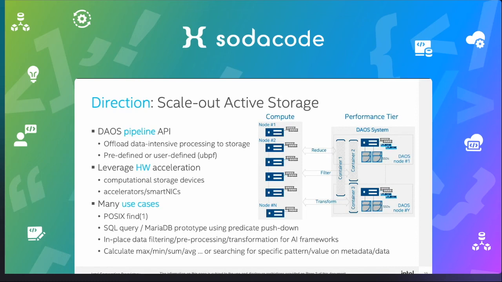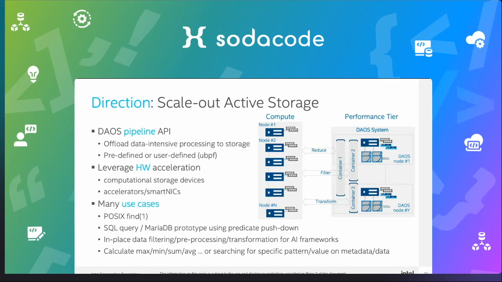As represented in the diagram, the intent is to be able to support reduce operations, filtering, but also transformation on a per dataset basis. The intent is to be able to leverage hardware accelerators whenever available on the storage node. This includes any accelerator, GPU, FPGA that might be available on those nodes, SmartNICs, but also computational storage devices, if any.